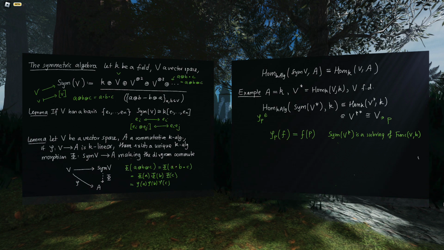So Sym V star is the coordinate ring of algebraic functions on V. Thinking of V as a variety, these are the polynomial functions on V. And phi P is the K-algebra homomorphism that takes a polynomial function and evaluates it at the point P. So the dictionary between points P of a space V and K-algebra homomorphisms is that P corresponds to evaluation at P.